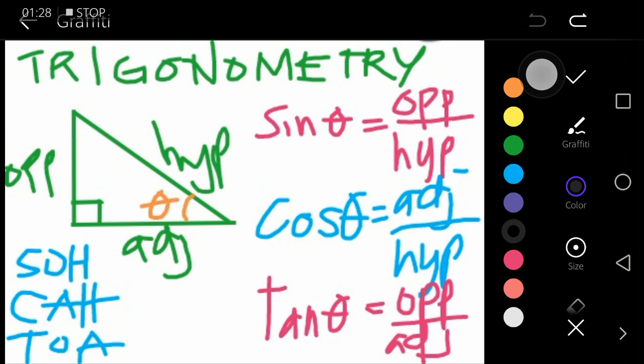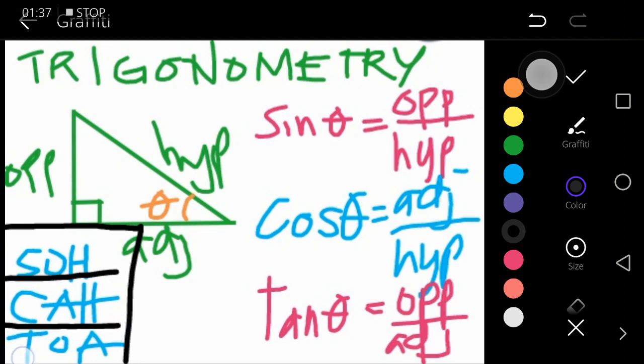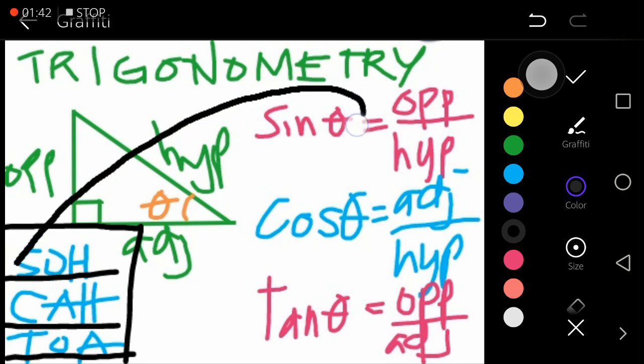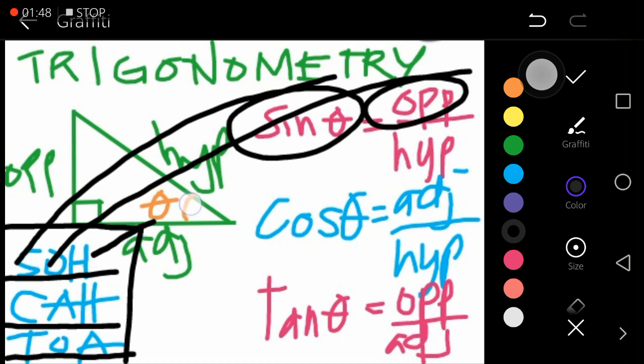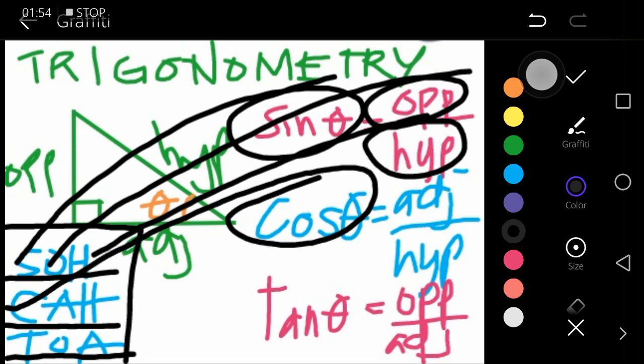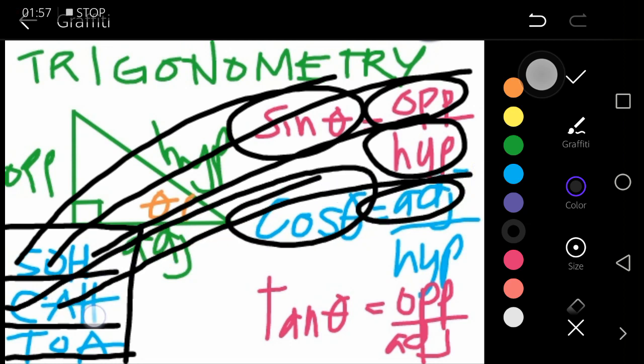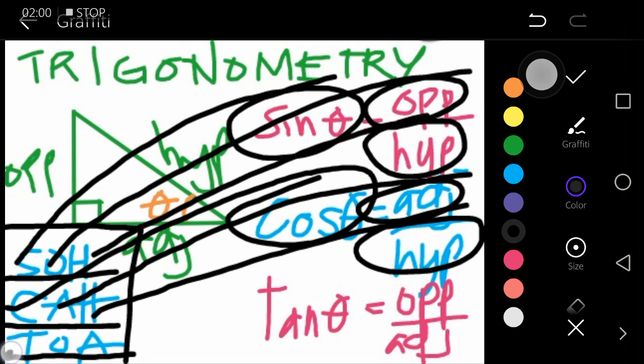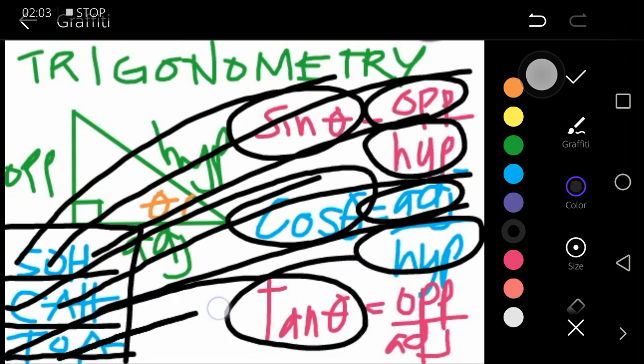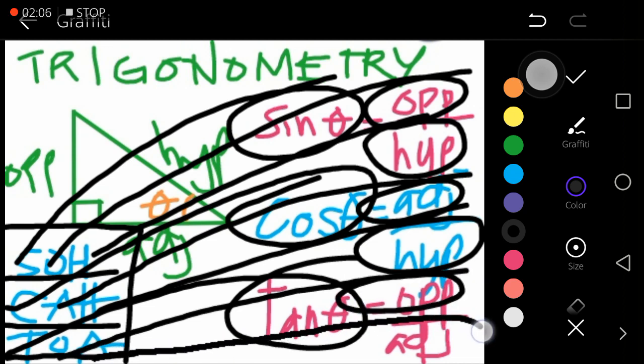Don't forget that. Another important thing is this word, SOH CAH TOA. What is the meaning of this? It is very important because S represents sine of the degree, O opposite, H over hypotenuse. C for cosine of the degree, A for adjacent, and H for hypotenuse. And then T for tangent of the degree, O for opposite, and A for over adjacent. Okay, very easy.